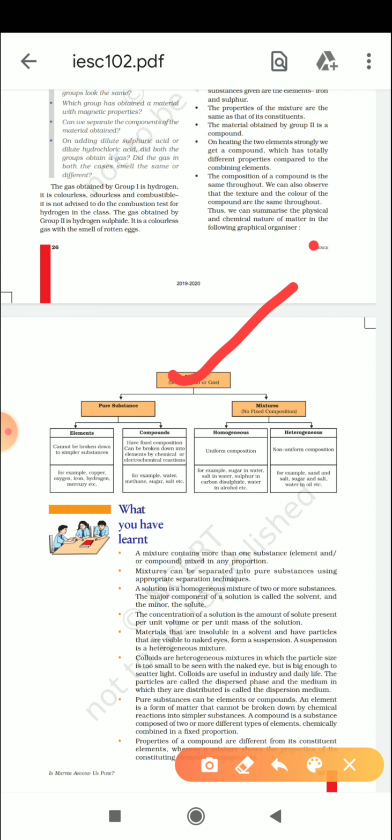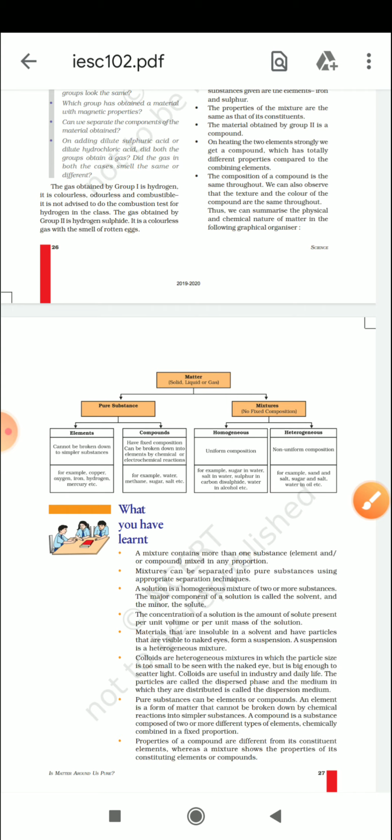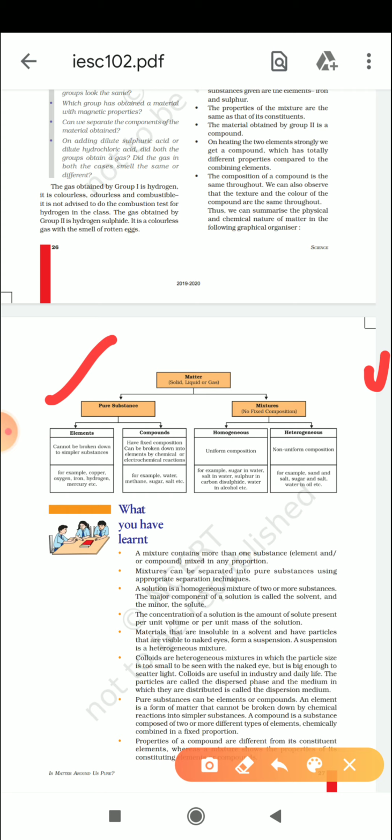Okay, now in the second chapter, when we discussed the chemical properties of matter, we saw that matter is actually of two types. One is a pure substance and another one is a mixture. Fine, chemically they are categorized into two categories: pure substance and mixture.